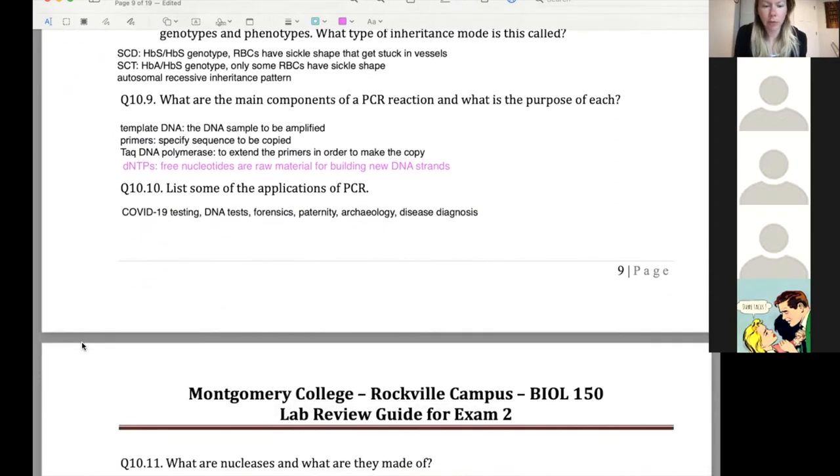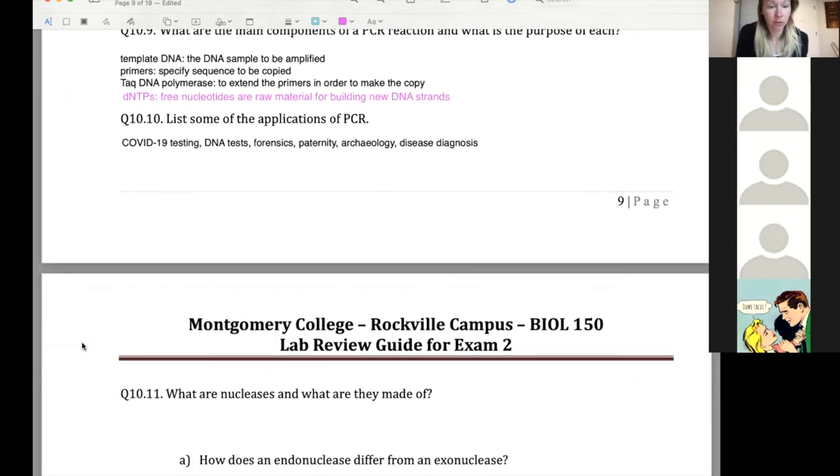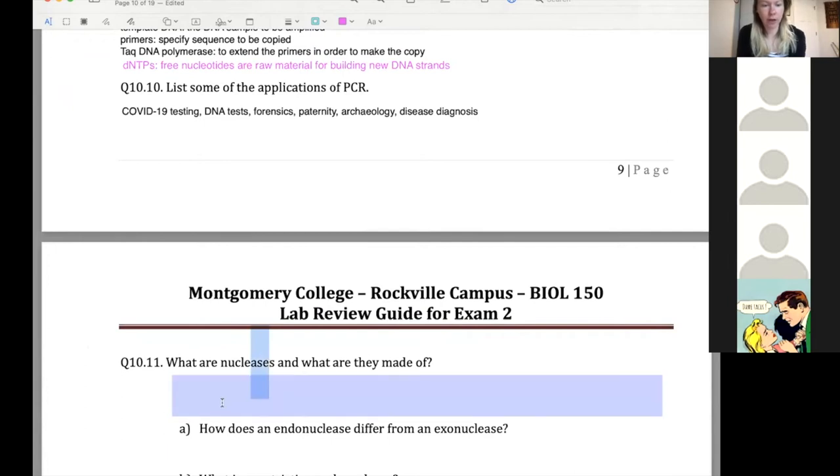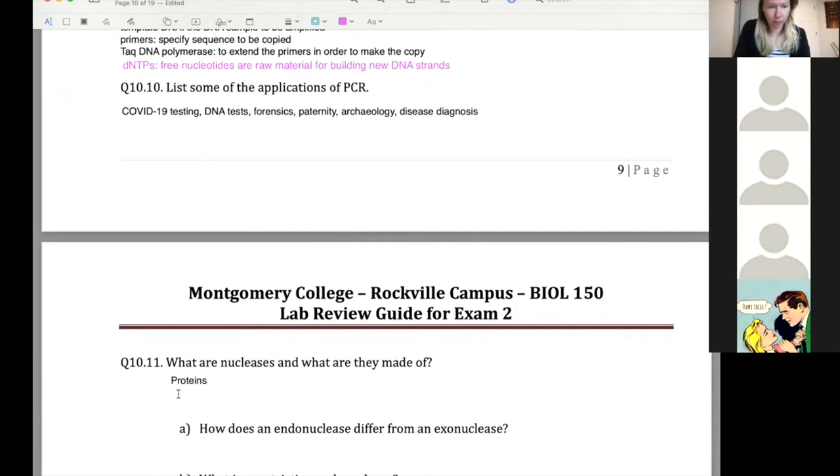All right, let's move on to page 10. Now we're talking about nucleases. The way that word is written gives us a hint as to what this is and what it does. Yeah, proteins. Right, they're proteins, they are enzymes, made of amino acids. Exactly.